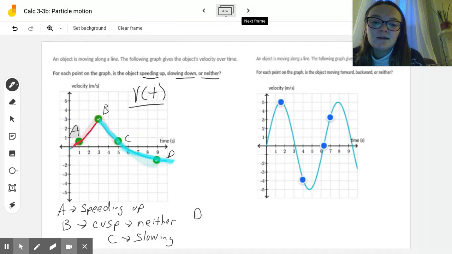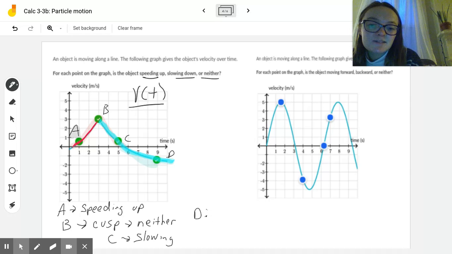Last one, letter D. Well, I'm below the x-axis, blue, and I'm decreasing, which is also blue. A negative times a negative is a positive, and so this is actually speeding up.